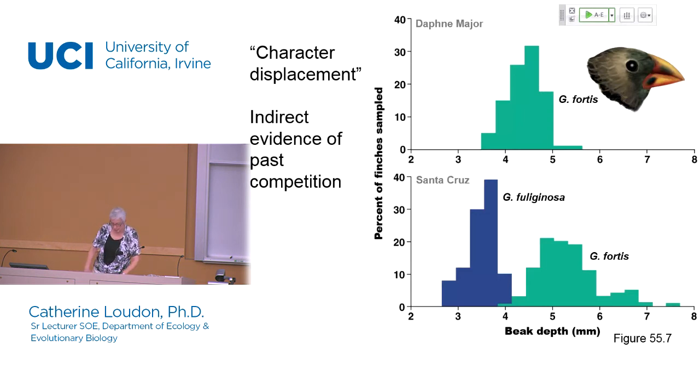So this is a nice example of what one would expect after some sort of long-term association between two species with overlapping niches. This is figure 55.7 from your book, and shows the distribution of beak depths for two different species of bird. The bird head is shown here in the upper right, and this is for two different islands.